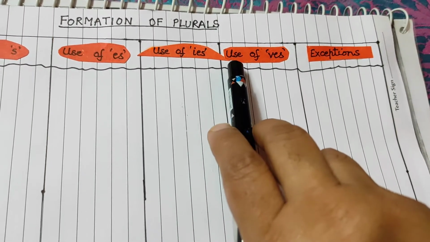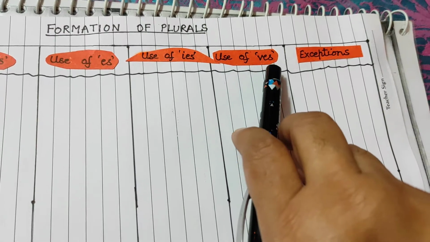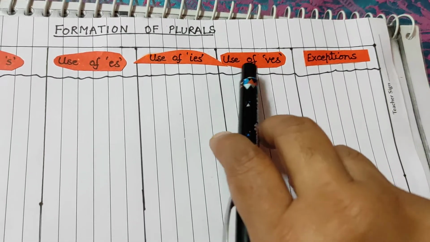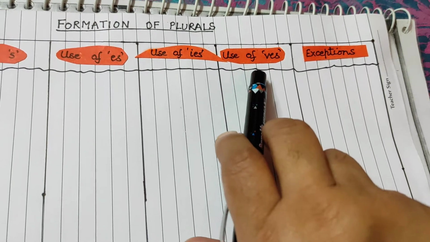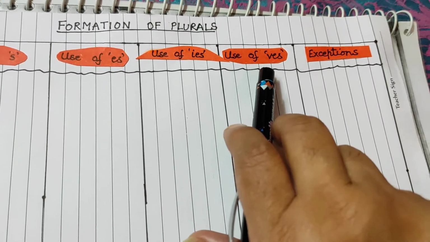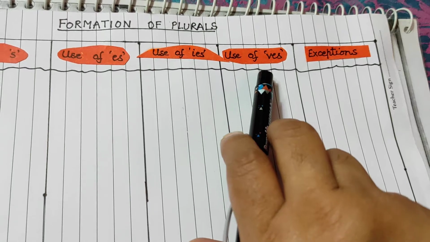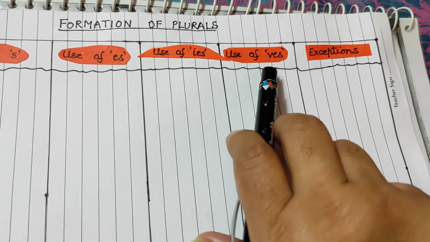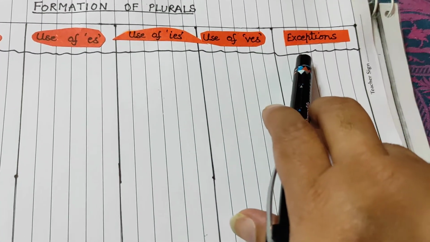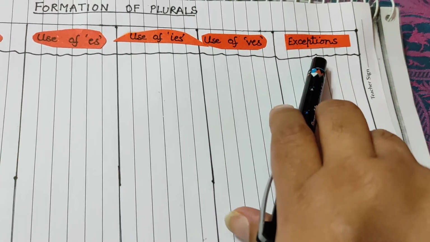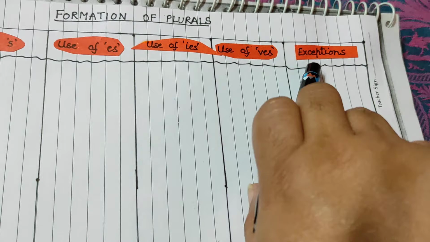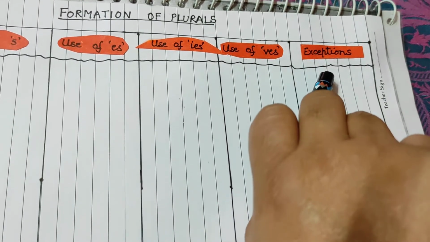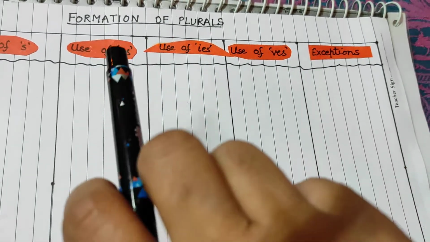The next rule is the use of VES. This rule is followed in the cases where the noun ends with F or has F just before the last alphabet. So we use VES. And then obviously there are some exceptions. Exception means the words which do not follow any of these rules. Now what is today's activity?